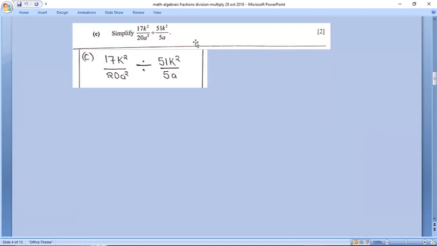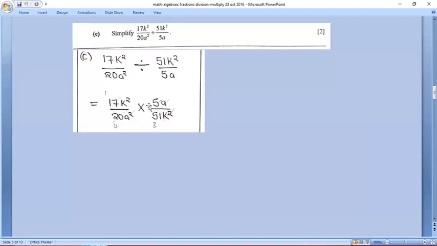So what we do first, we change this into multiplication by flipping the second part, or what we call the divisor. We flip this part so that it will turn this into multiplication. So we do that. The 5a goes on top. The 51k squared comes down.